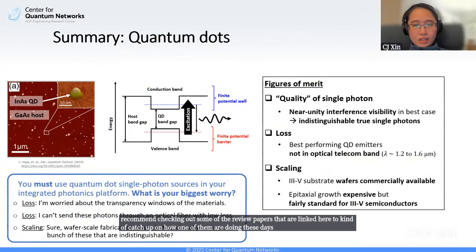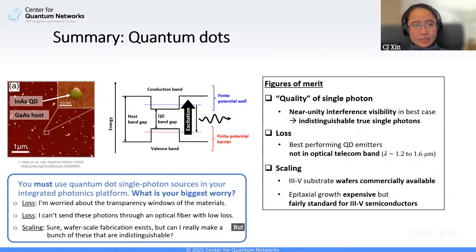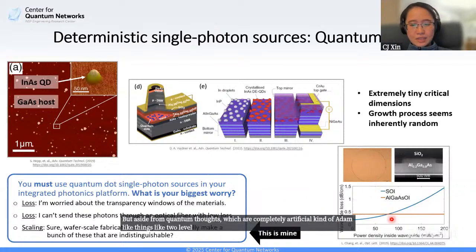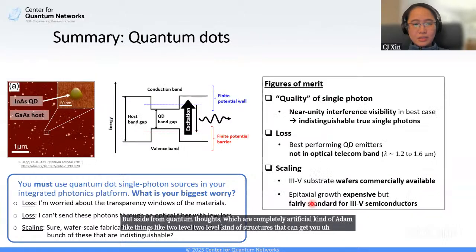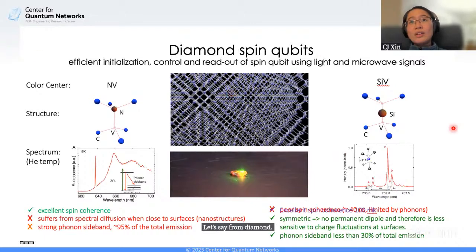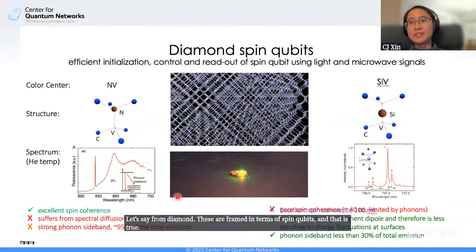But aside from quantum dots, which are completely artificial atom-like things, two-level structures that can get you single photons, you can also get atom-like things from, let's say, diamond. These are framed in terms of spin qubits, and that is true. You can use them as qubits because of various reasons.